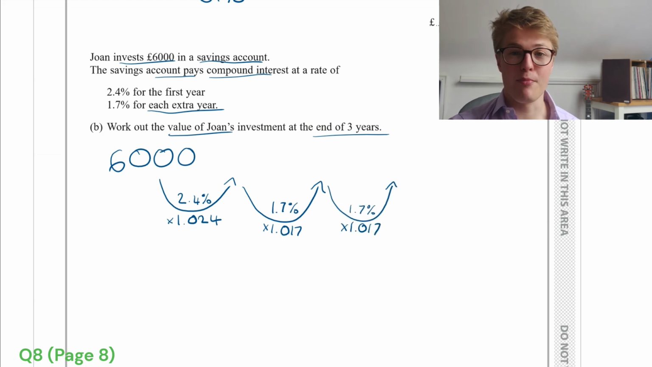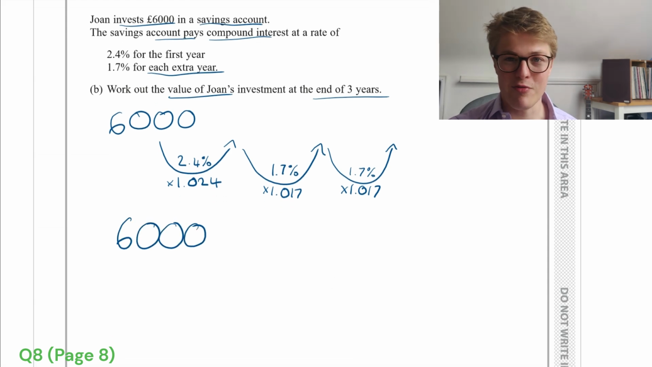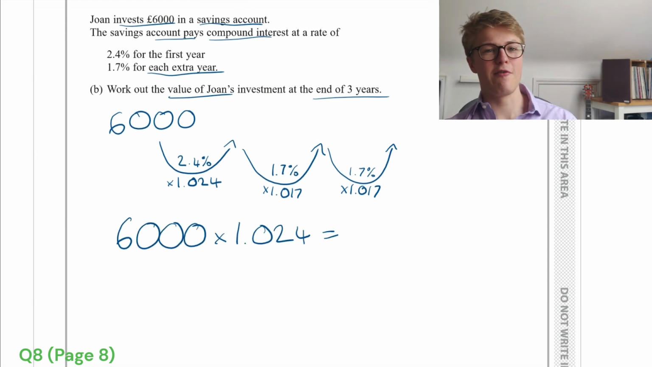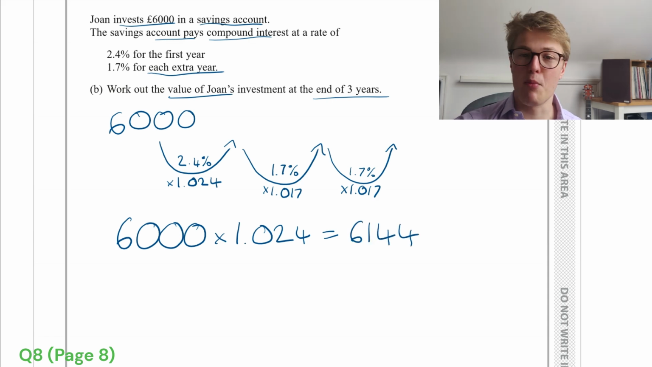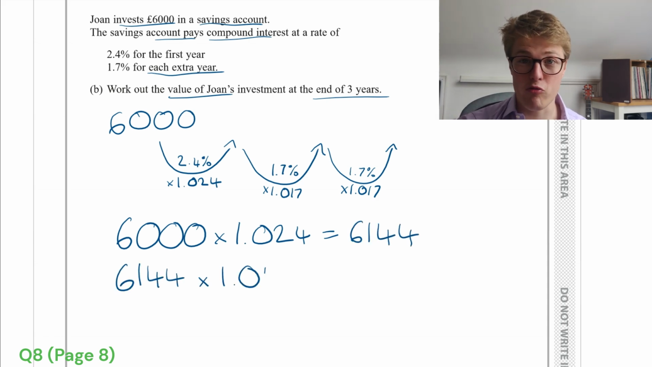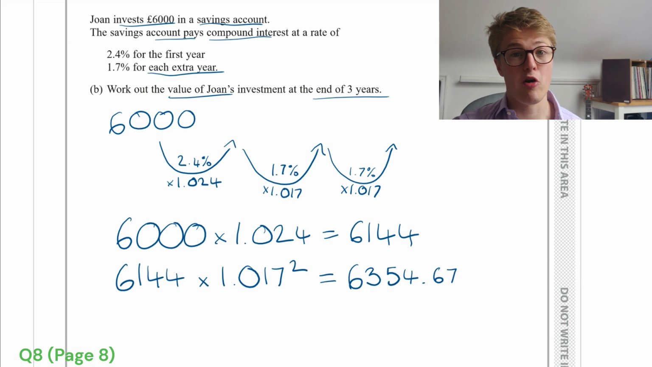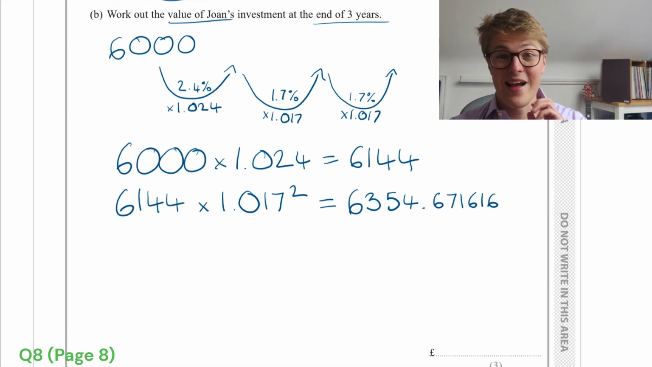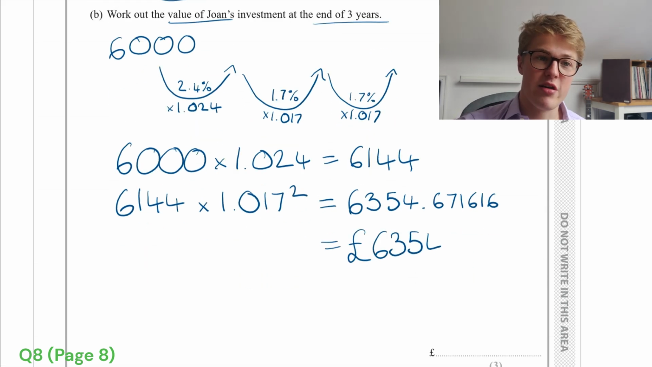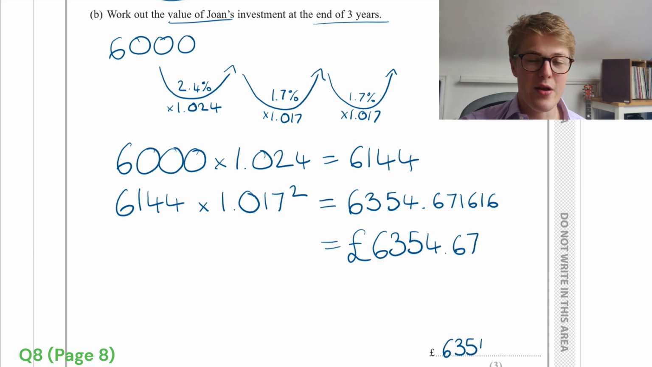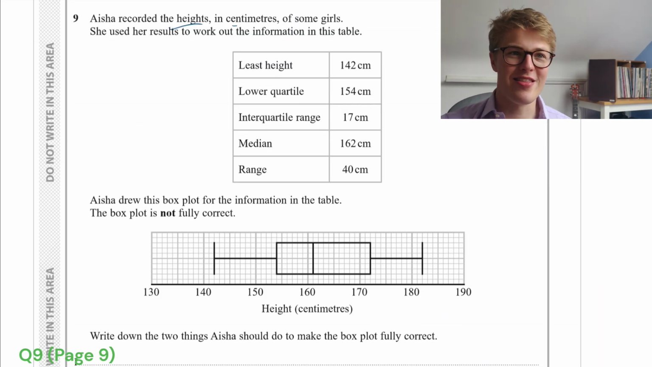So when we write these as multiples, we can have 1.024 for the first one and 1.017 for the other two. So to figure out what we have after the first year, we do 6,000 times 1.024, which is 6,144, and then we multiply 6,144 by 1.017 squared, because we're looking at compound interest over those 2 years. That gives us 6,354.671616, and then if we round that to the nearest penny, we end up with £6,354.67.